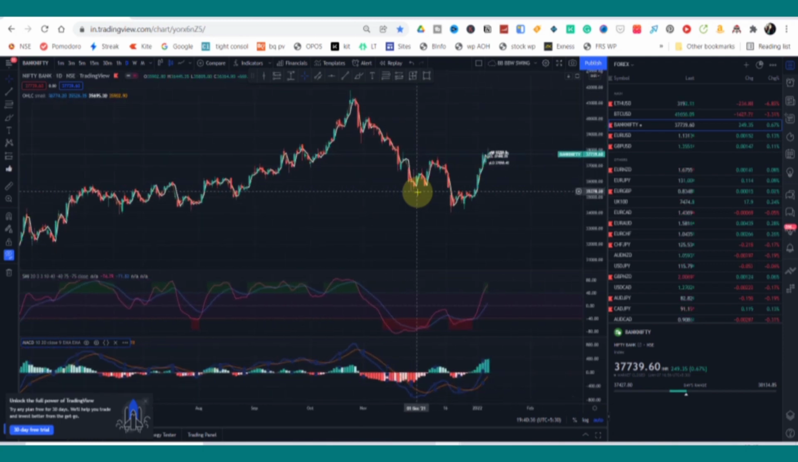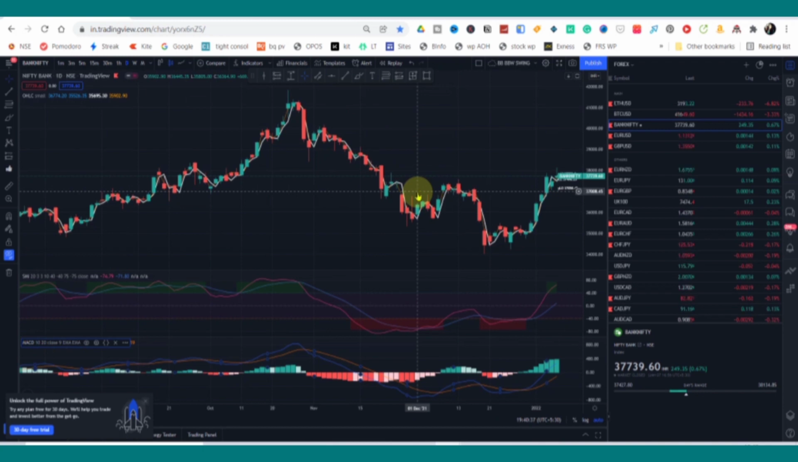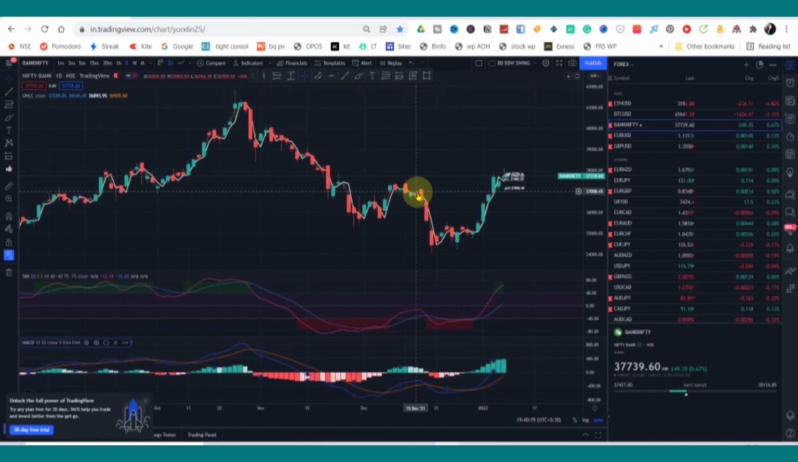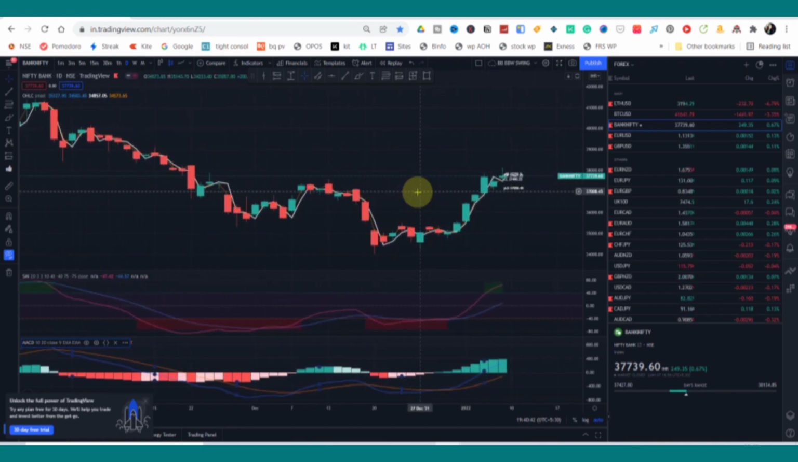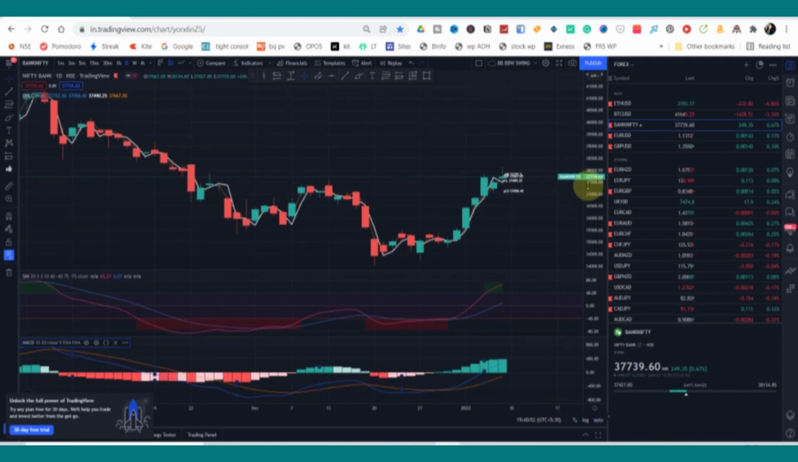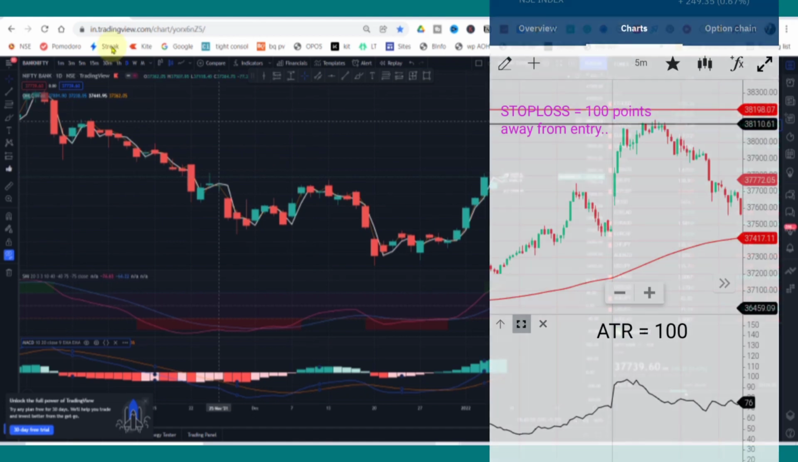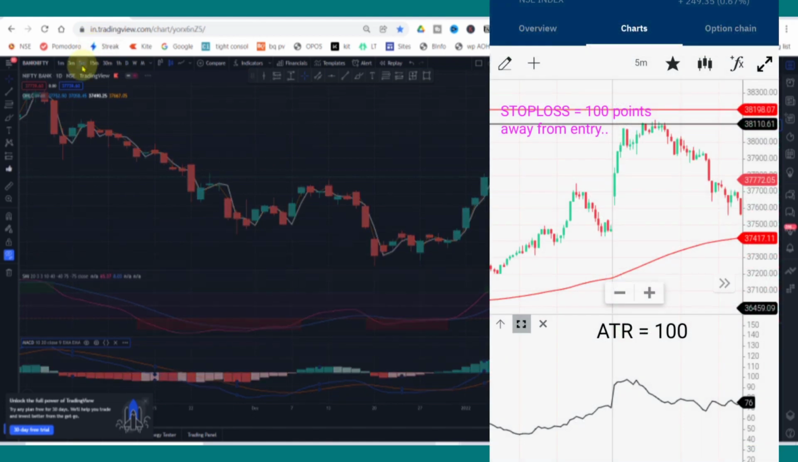So this is the strategy. It's very simple. All you have to do is enter at the first signal and exit at the next level, that is previous day range or support and resistance. Okay, and for stop loss you can use 1 ATR above or below the entry.